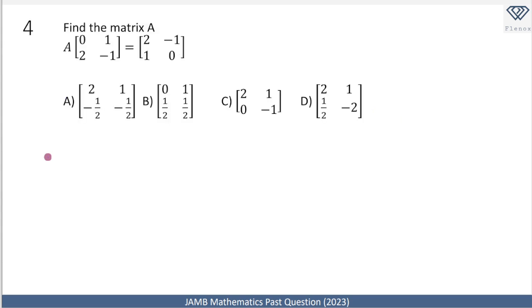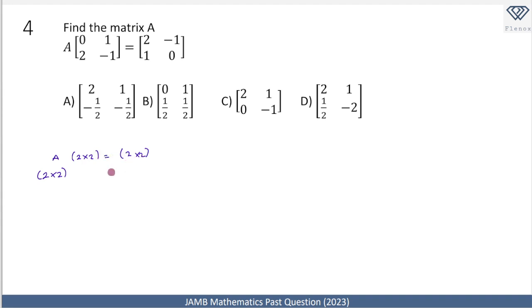Moving on to the next, we are told to find the matrix A if A times this equals to this. So the first thing we have to do now is to say, we know that to multiply two matrices together, we see that this is a 2 by 2 matrix. We are going to multiply A by a 2 by 2 matrix, and the result is a 2 by 2 matrix. By 2 by 2 I mean you have 2 rows and you have 2 columns. That means by definition A must also be a 2 by 2 matrix, because when you multiply a 2 by 2 matrix by a 2 by 2 matrix, you get a 2 by 2 matrix.